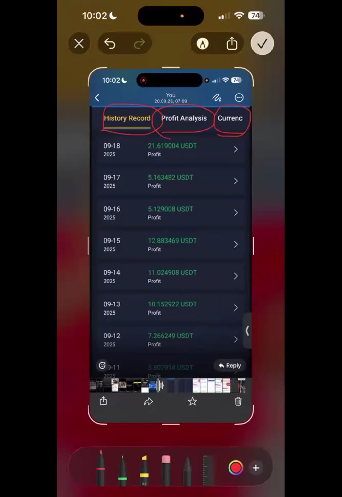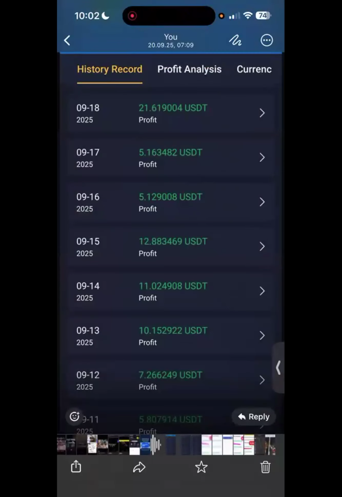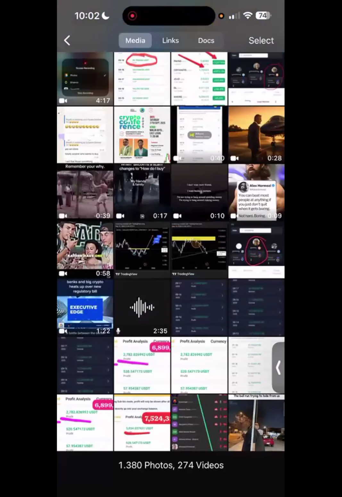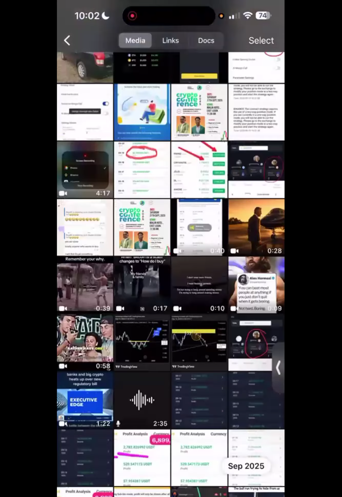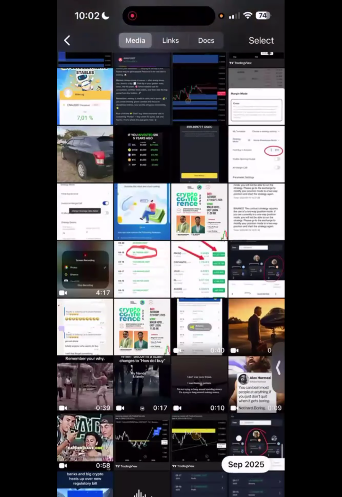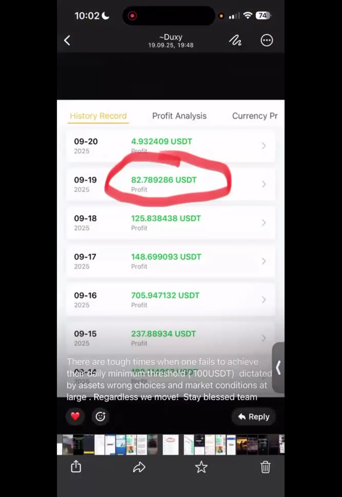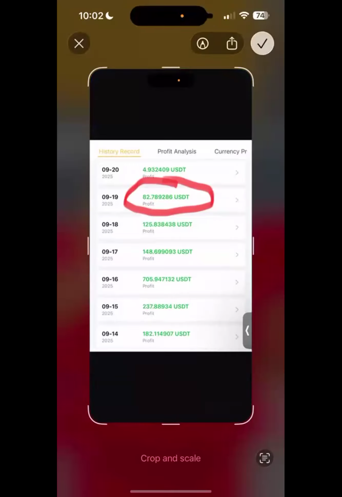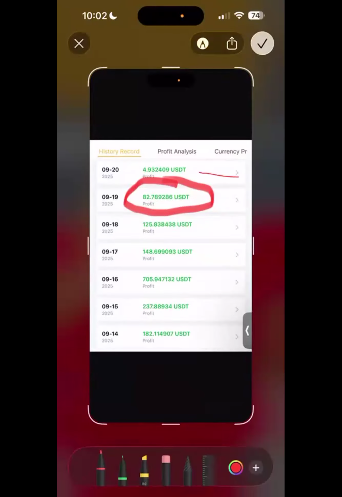Sometimes it confuses people when you share. They'll ask, how much did you invest to get this? Meanwhile, it's a record from team building and not from trading. So that is the difference. Imagine this history record. You can see $4, 82, 125, 148. These are profits, not from team building.